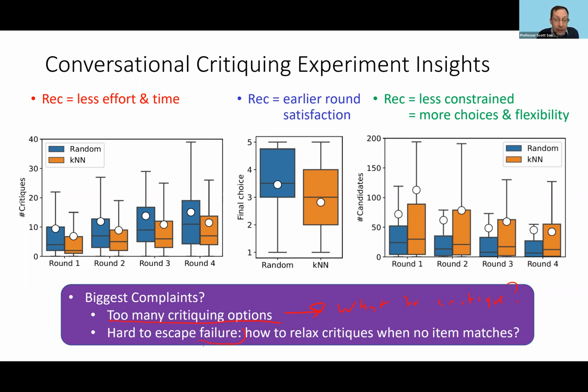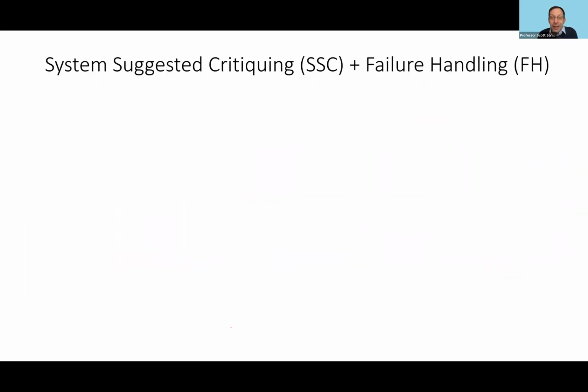But we call these failure cases, right? The preference spaces are constrained and there's no options, and getting out of that dead end is actually quite challenging. And so, having seen these huge problems in our first round of interfaces, we tried to address them. We tried to introduce what we call system suggested critiquing. So the system's trying to say, well, would you like this or not?